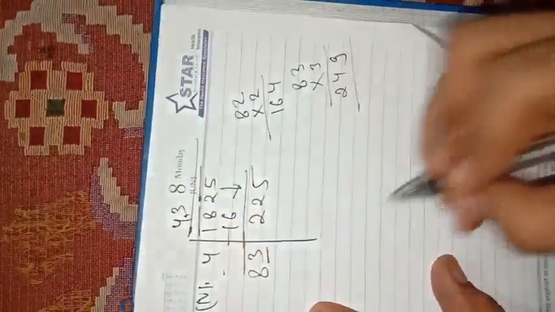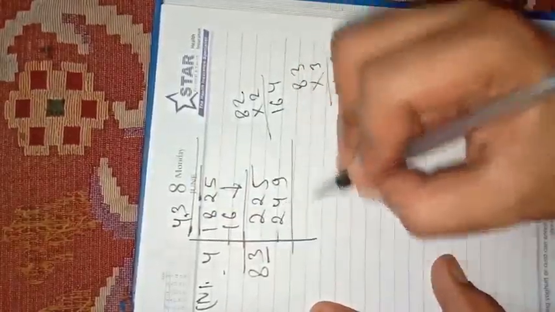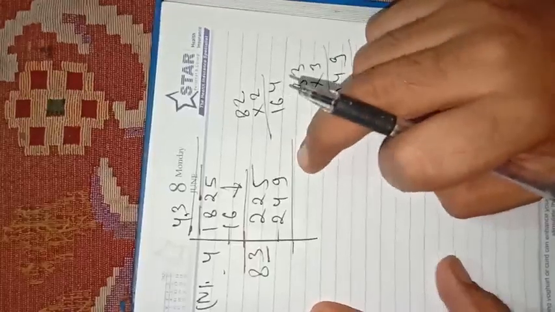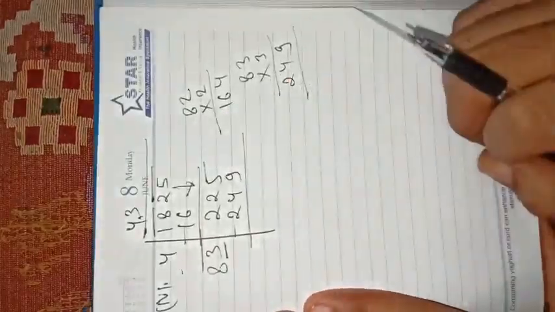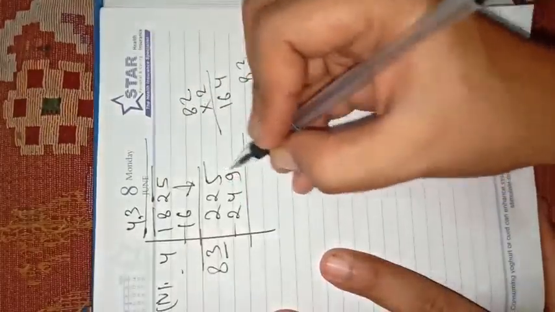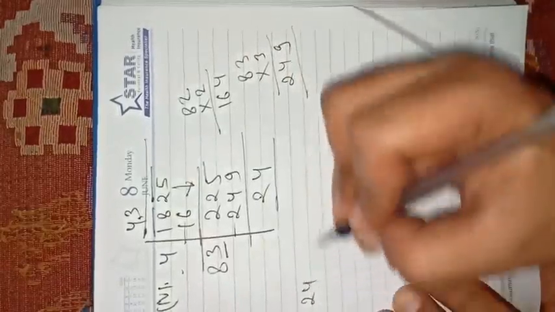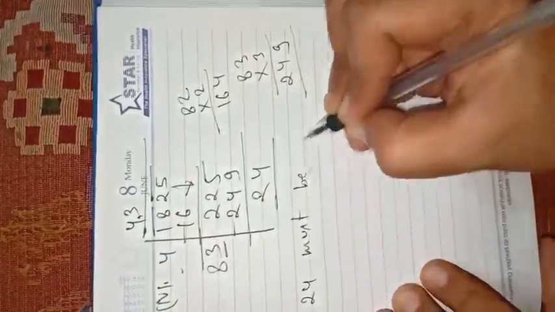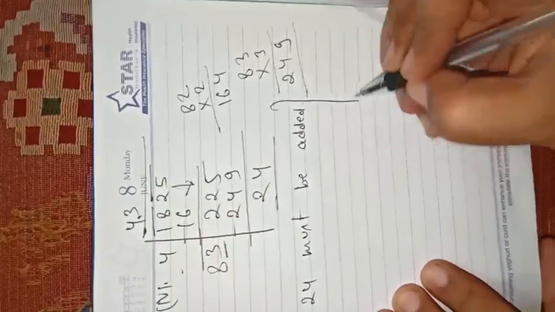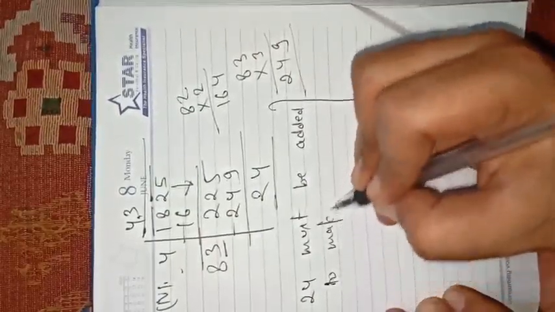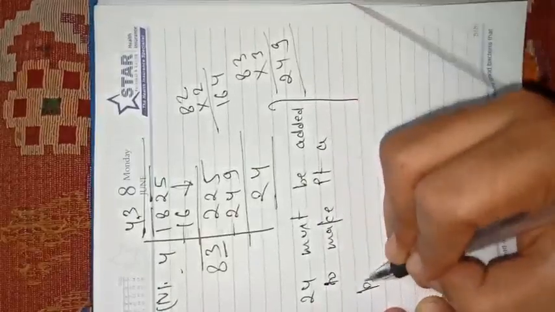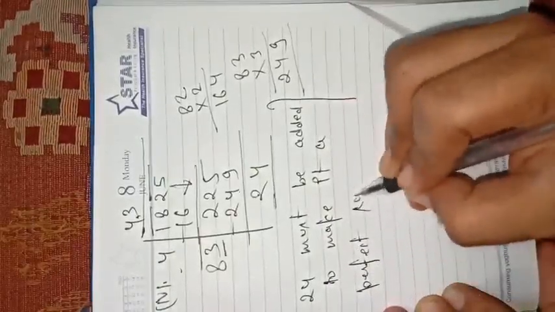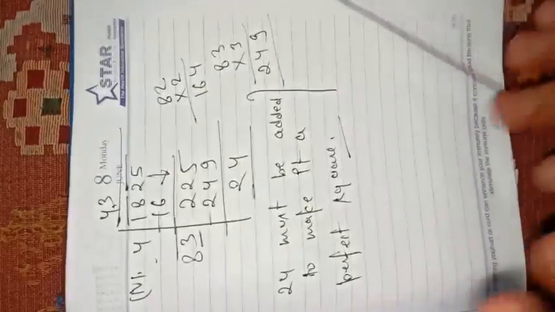83 3s are 249. Now as I told you, cross subtraction means the number which is written below, we will subtract the number which is written above. What will you get? 9 minus 5 will be 4, 4 minus 2 is 2. So as you can see, 24 is required. 24 must be added to make it a perfect square. Now students, this is completed, and after completing this question, the remaining parts are your homework.